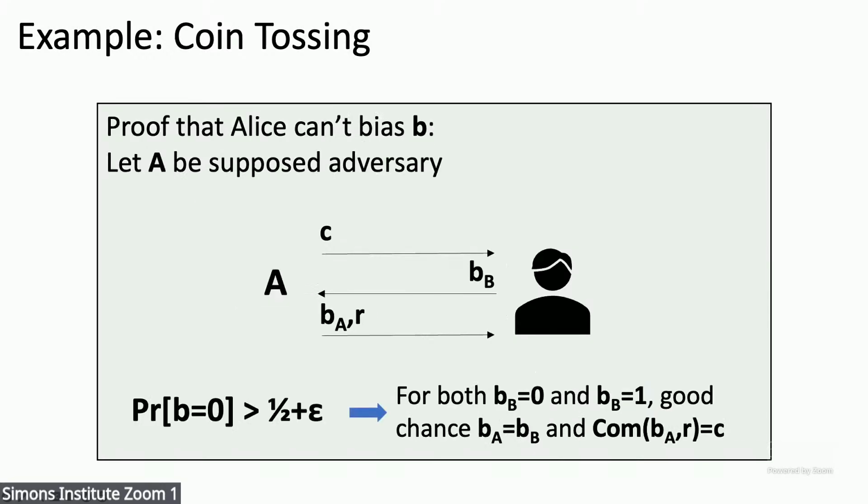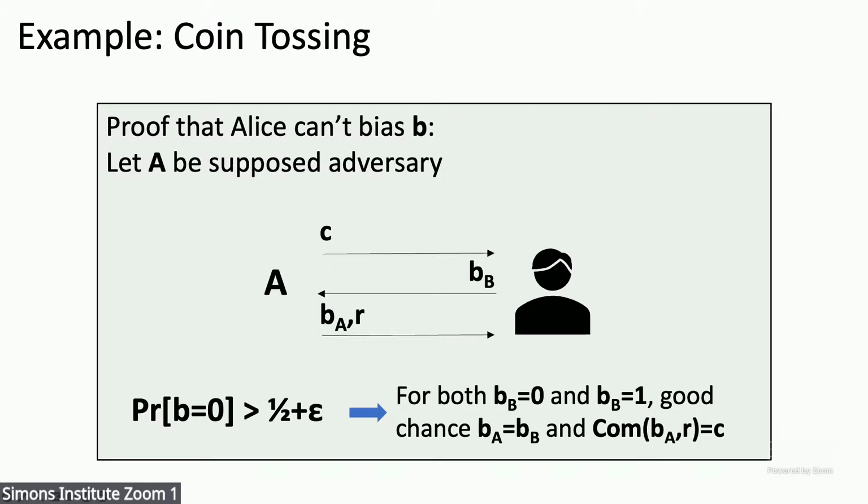Okay. So I want to prove that Alice can't bias B. I'm going to ignore Bob. I'm just proving that Alice can't bias B. So, well, let's do a proof. Suppose towards contradiction that Alice can bias. So she has a strategy where she sends a commitment, gets Bob's bit, and then she sends an opening, and the probability that the resulting bit B is 0 is greater than 1/2 plus epsilon. Remember that if this opening is invalid, Bob outputs bot. So there are three possibilities for the outcome, and we're saying this particular one has a probability greater than 1/2.